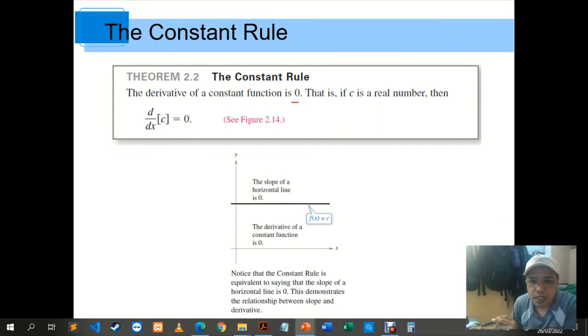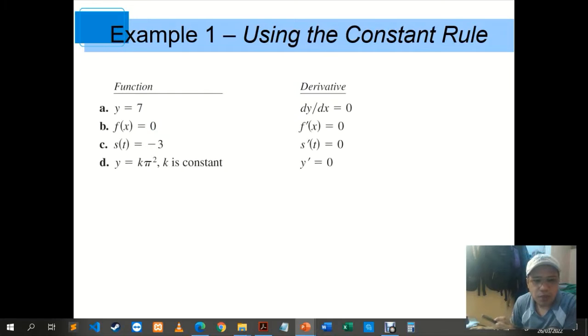That is, if c is a real number, then for any constant value, the derivative of that number is always 0. So y is equal to 7. Ito yung mga functions, then ito yung derivative nila. So y is equal to 7 will be dy/dx is equal to 0. f of x is 0, so f prime x is 0. s of t is negative 3, so s prime t is 0. And k pi squared, considering that k is a constant, so y prime is 0.